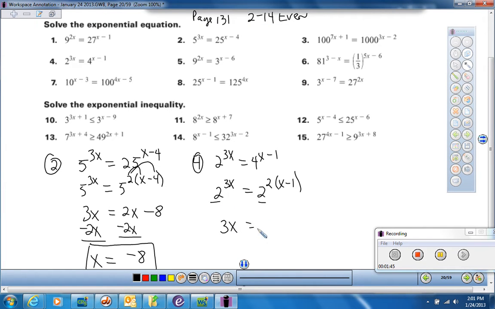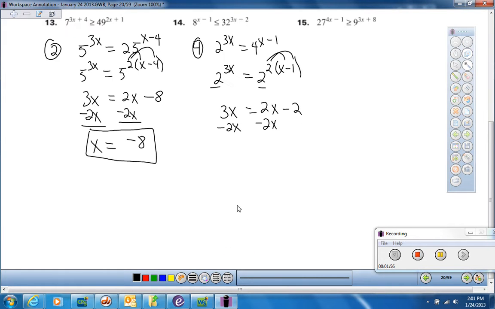So we have 3x is equal to 2 times this. I'm going to distribute this. So I'm going to get 2x minus 2. Combine like terms. So I end up with x is equal to negative 2.